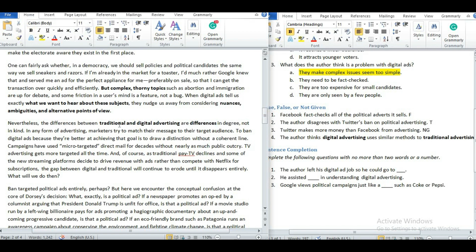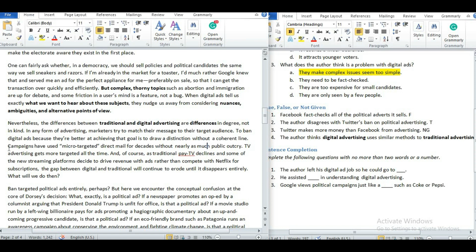We read this first sentence and it'll pretty much tell us the answer, but we'll look further to confirm that. The differences between traditional and digital advertising are differences in degree, not in kind. This means basically not in kind. It means there are not significant differences. It's just a difference of how much something differs. Let's look further to confirm that.